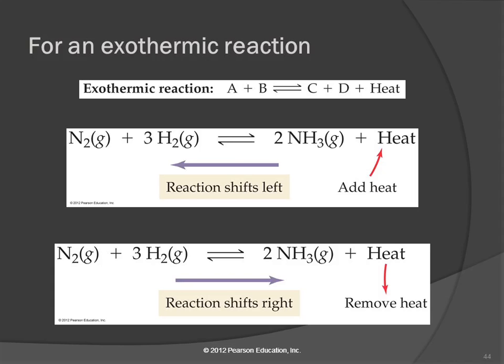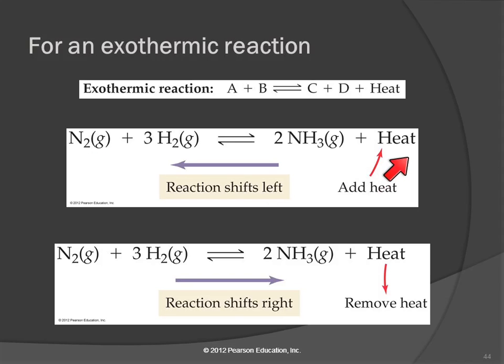So this nitrogen and hydrogen reaction to form ammonia is an exothermic reaction. When the ammonia forms, heat is generated. If we add heat, the reaction is going to shift away from that. This is the same idea we were talking about with changing concentration. If we were to add ammonia, the reaction would shift to the left to decrease that.